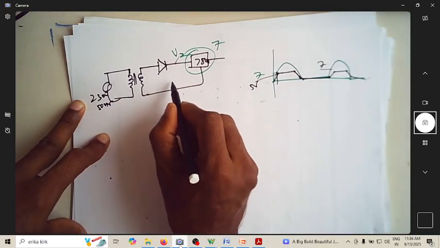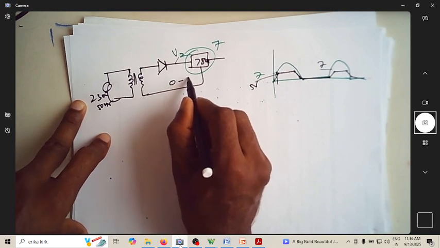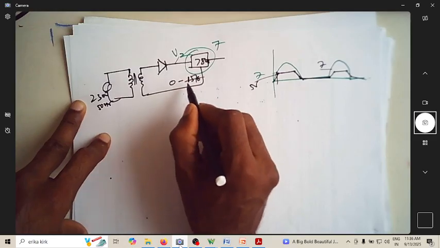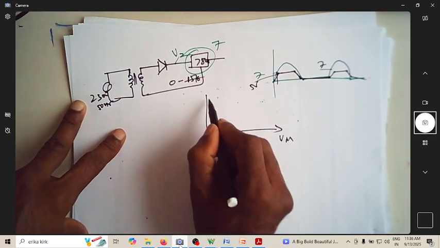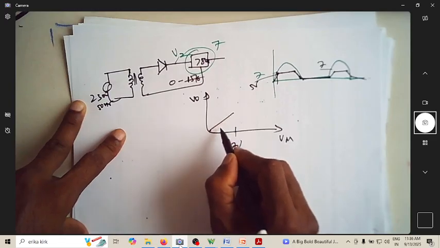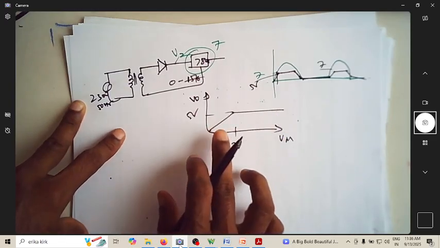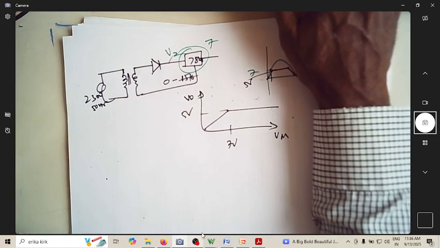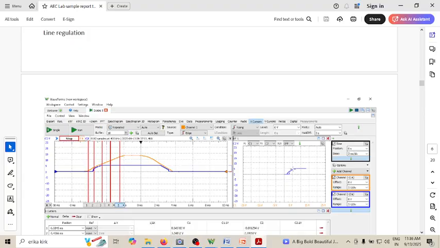So I need to apply voltage from 0 to some larger voltage, 0 to maybe around 15 volt or 16 volt or 20 volts. So when you are varying from 0 to 16, this is V in, this is V naught. Till 7 volt, output voltage will not be equal to 5. After that it will be 5 volt. So this is what is line regulation. So that's what is captured here. Can you see this is captured here? That information is captured here.